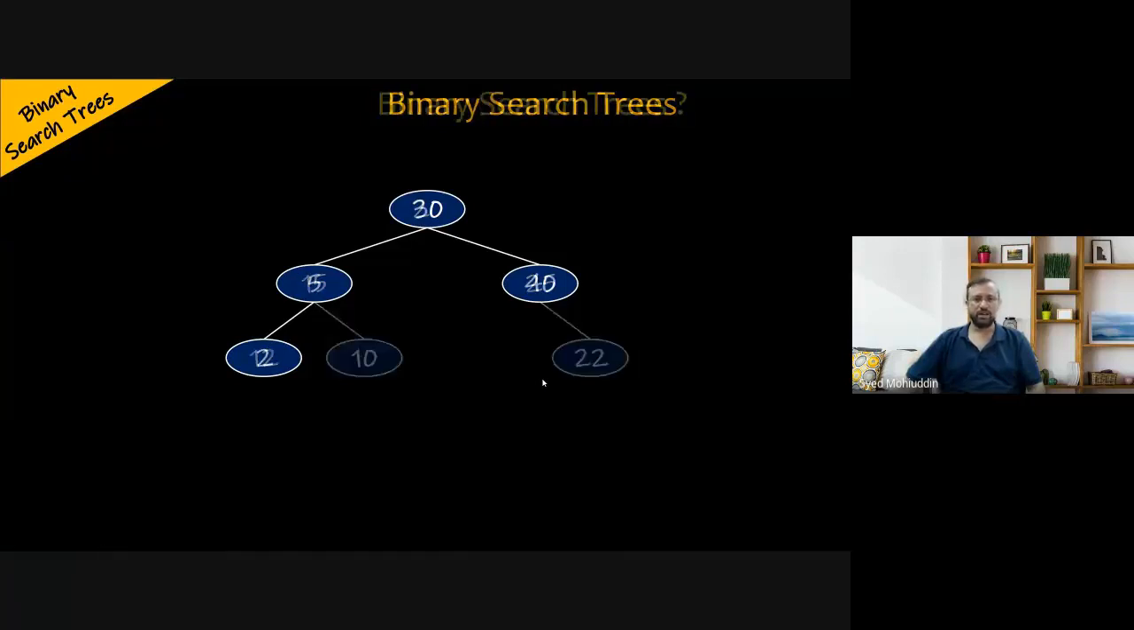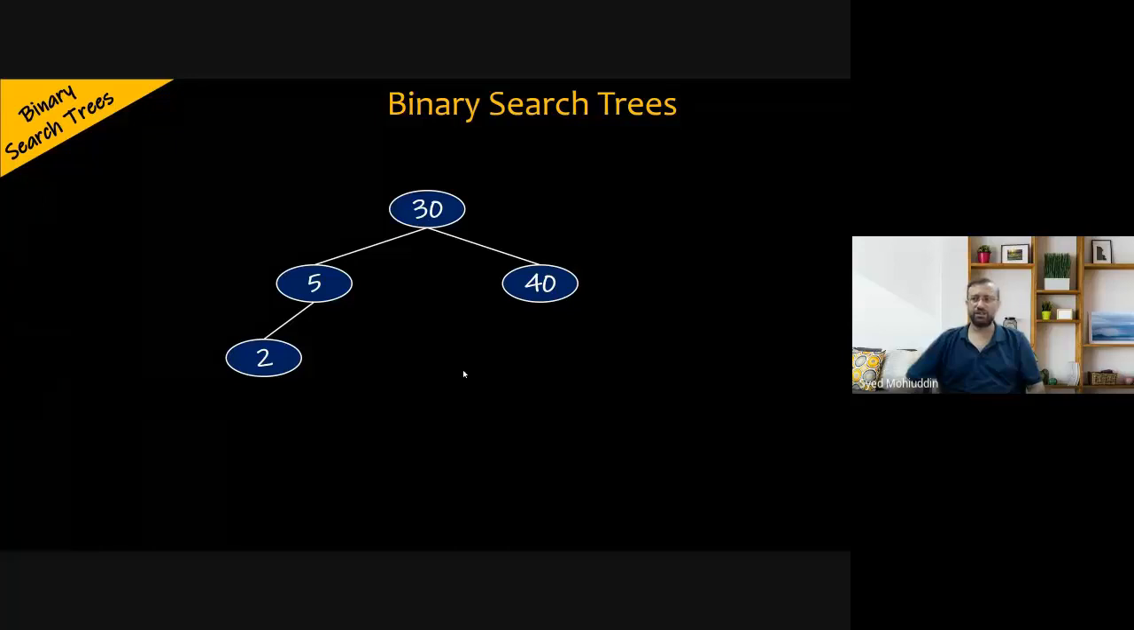Now let us look at another example. We have node 30 as the root. Node 5 is less than node 30, so this left side property is satisfied. Node 40 is greater than node 30, so the right side property is satisfied. Now coming to node 5, node 2 is the left child and it is less than 5, so this property is satisfied. So every node satisfies that property of a binary search tree, so we can call this a binary search tree.